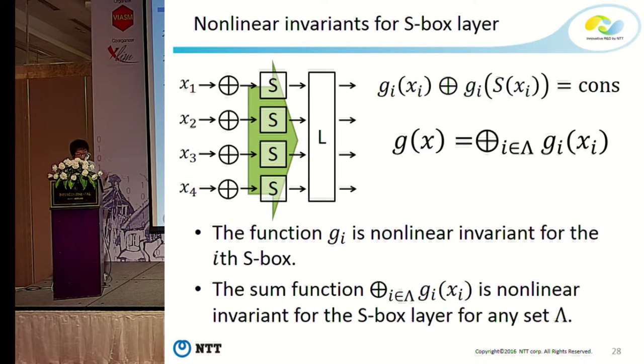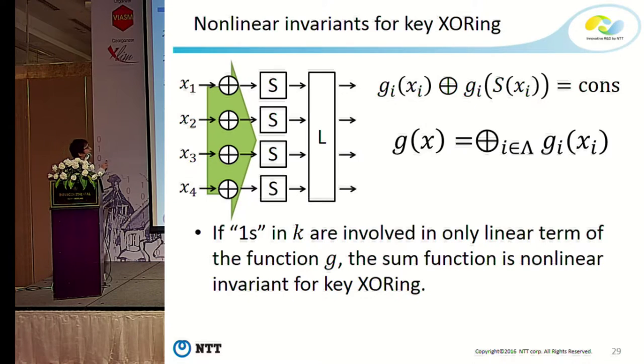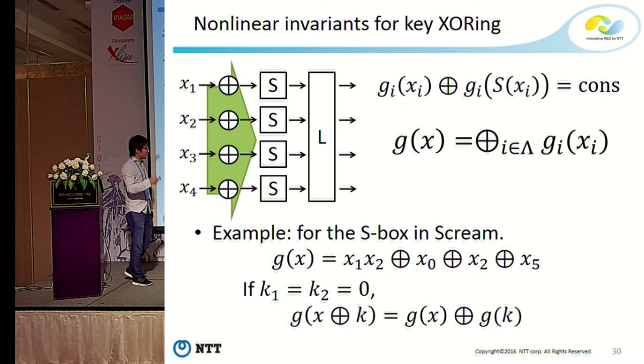Now we extend this nonlinear invariant to a nonlinear invariant for the S-box layer. Since the S-boxes are independently applied, the function G_i is a nonlinear invariant for the i-th S-box. So the sum function is a nonlinear invariant for the S-box layer for any subset. And next, the round key is XORed. If the round key K is involved in only the linear term of the function G, the sum function is a nonlinear invariant for key XORing. So it's a very simple example.